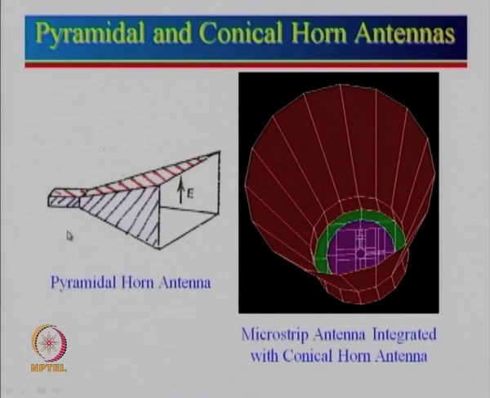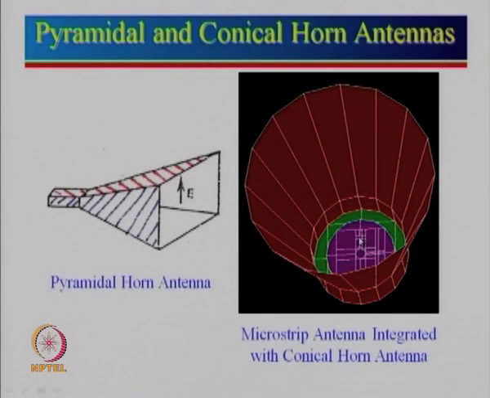So we will also mention how to design this pyramidal horn antenna and what the role of the coaxial feed is. In fact, while I was investigating this, I came up with an idea: why use a coaxial feed here? We can use a coaxial feed to excite a microstrip antenna, which is shown over here, and we actually used a conical horn antenna. So if you see here, this is a conical horn antenna, and over here we have a microstrip antenna.